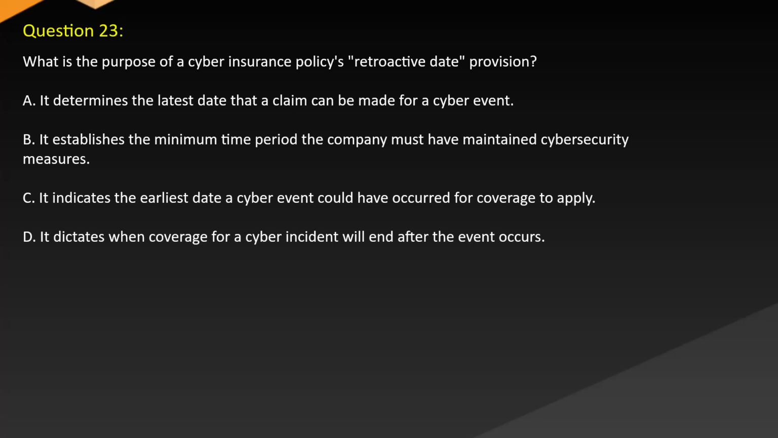Question 23. What is the purpose of a cyber insurance policy's retroactive date provision? A. It determines the latest date that a claim can be made for a cyber event. B. It establishes the minimum time period the company must have maintained cybersecurity measures. C. It indicates the earliest date a cyber event could have occurred for coverage to apply. D. It dictates when coverage for a cyber incident will end after the event occurs.